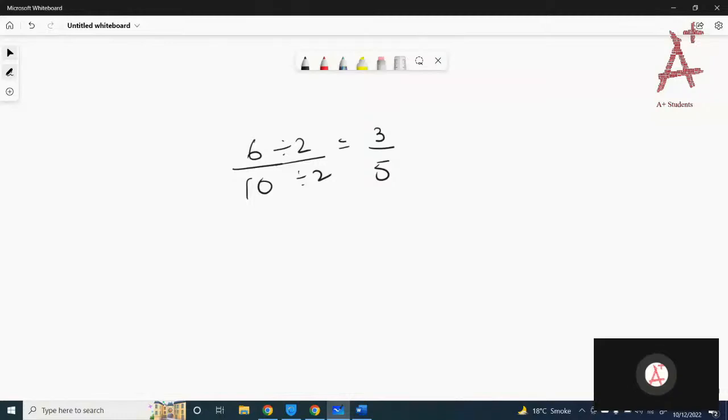Okay, let's start with the test. The first one is: write 2 by 8 in the lowest form. So which is a common number that can divide both numerator and denominator?